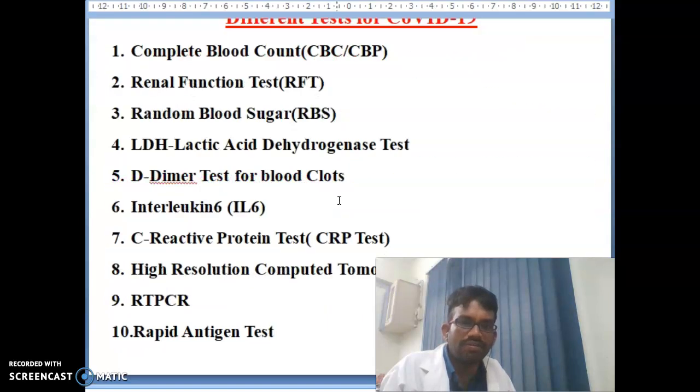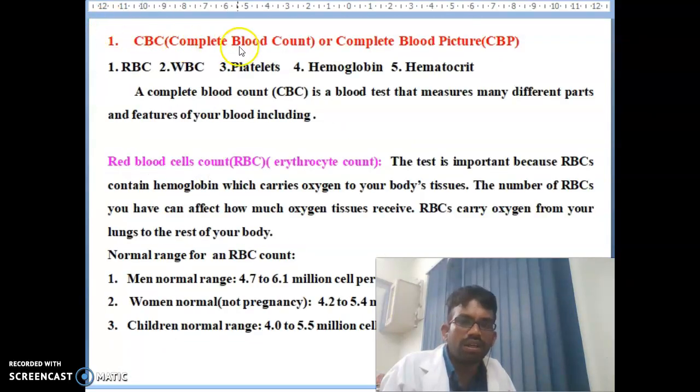First, we can talk about the CBC, the complete blood count or complete blood picture. Looking into it in depth, you can see the 5 parts: RBC, WBC, platelets, hemoglobin and hematocrit. These are the 5 you can find out, and you can get the results from the complete blood picture of our counts.